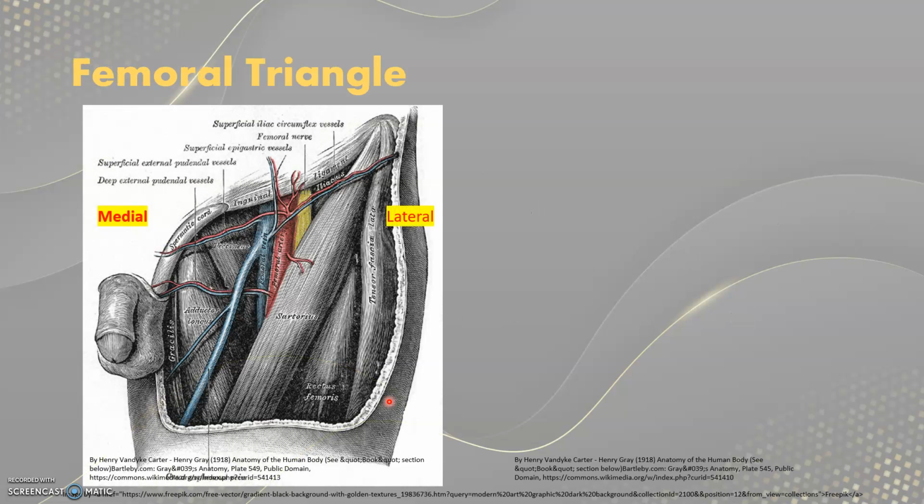The femoral triangle is an area in the anterior upper thigh bounded laterally by the sartorius muscle, medially by adductor longus, and superiorly by the inguinal ligament. Its floor is made up of the iliacus and pectineus muscles, and its contents from medial to lateral are the femoral vein, the femoral artery, and the femoral nerve.